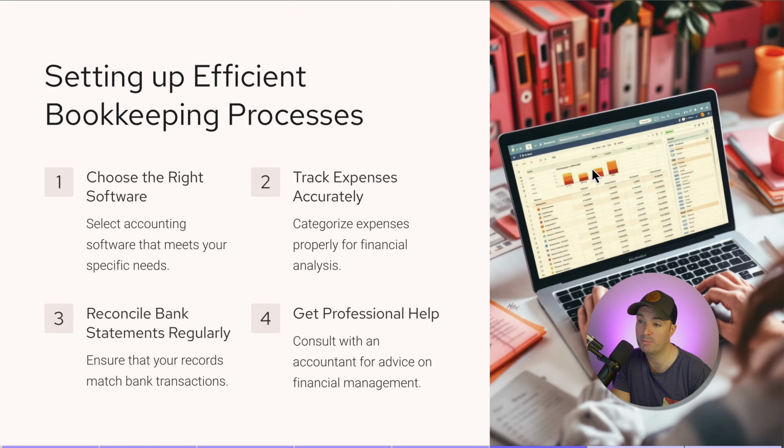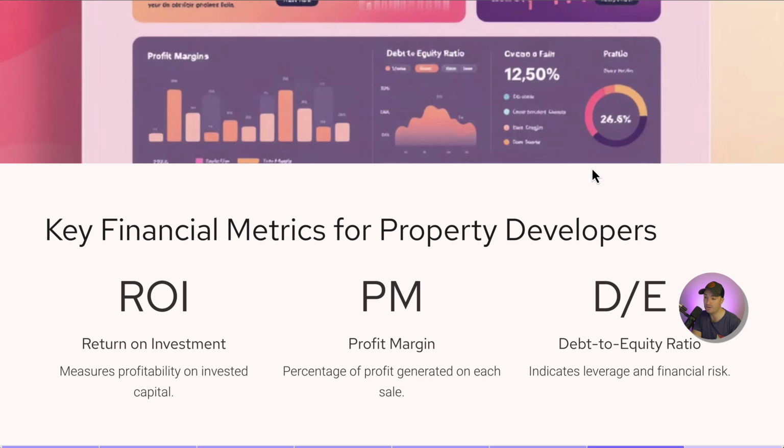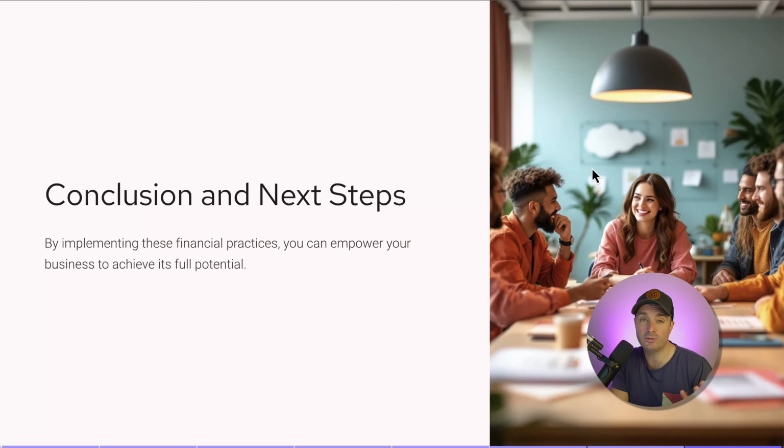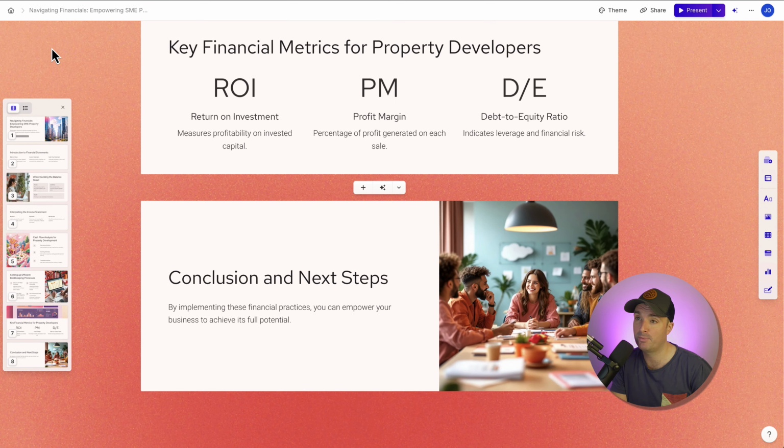Setting up efficient bookkeeping processes, and key financial metrics. You might not want to do this. This might not be right for you, but it just gives you an outline. You can tweak it, as you saw already at the beginning, and then the conclusion and next steps. That's for that presentation. And just to give you another example here, we've got introducing your personal AI life coach.